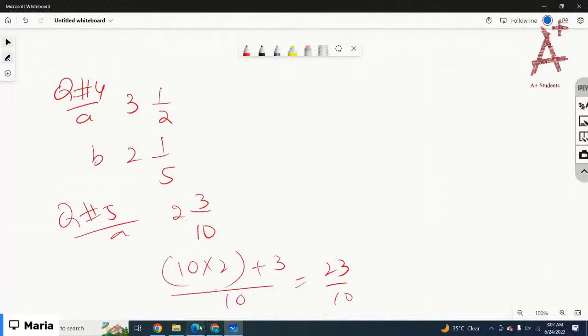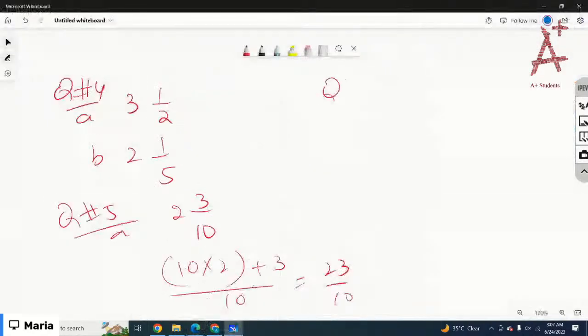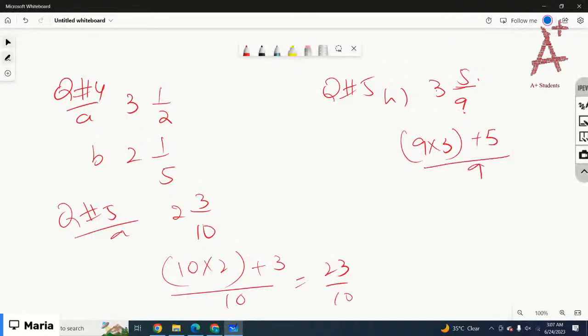That's how you convert the mixed number to the improper fraction. Let's do another example, question number 5h, 3 whole 5 over 9. This is the whole number, this is the denominator, and this is the numerator. You do denominator times whole number, 9 times 3, then add 5, and the denominator is the same. 9 times 3 is 27, and 27 plus 5 is 32 over 9.